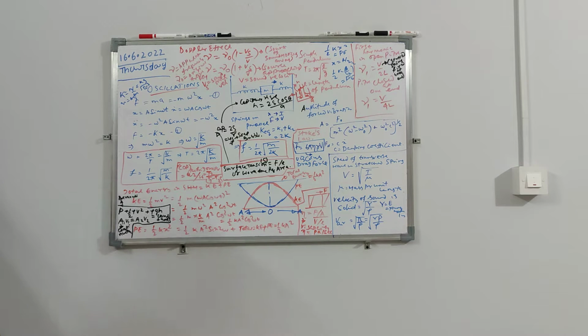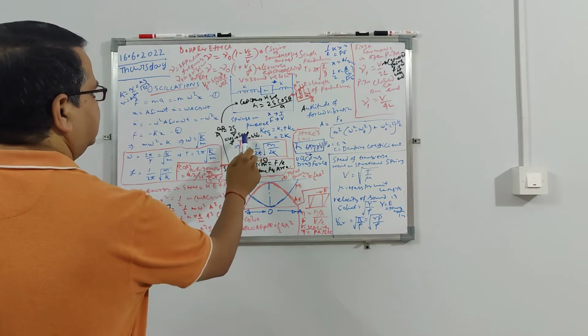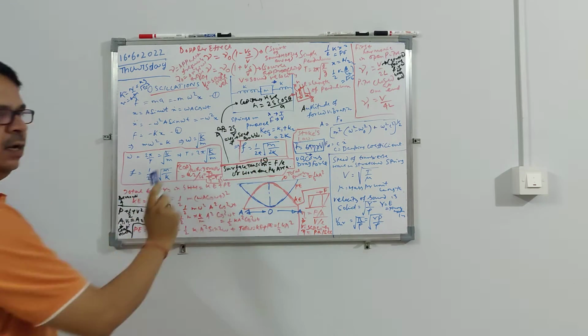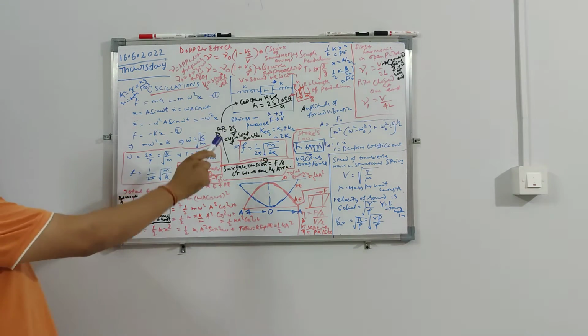Also, it is a property. Mercury has high surface tension. That's why it is not wetting the surface. So that is about the surface tension formula: 2S by r or 4S by r. 4S by r is for a soap bubble.